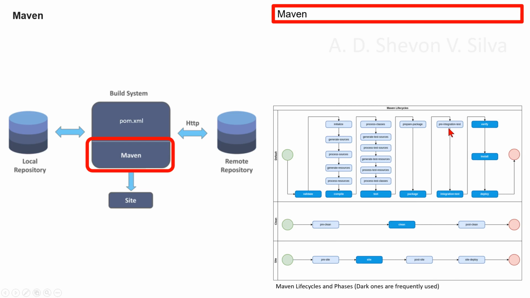Pre-integration test is connected to integration test. Integration test is connected to post-integration test, not shown here. And post-integration test is connected to verify. Verify is connected to install, and install is connected to deploy. In the site lifecycle, pre-site is connected to site, site is connected to post-site, and post-site is connected to site deploy.